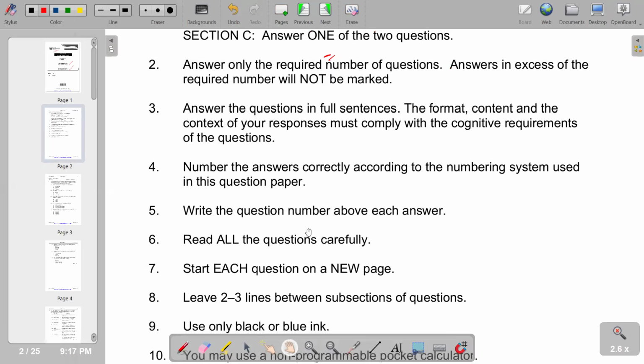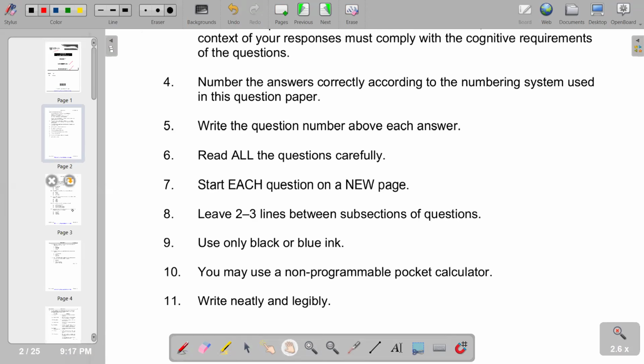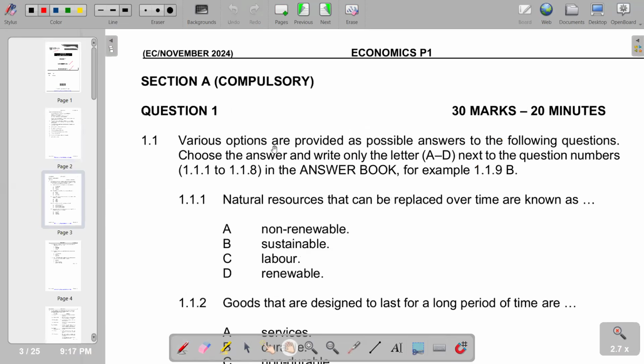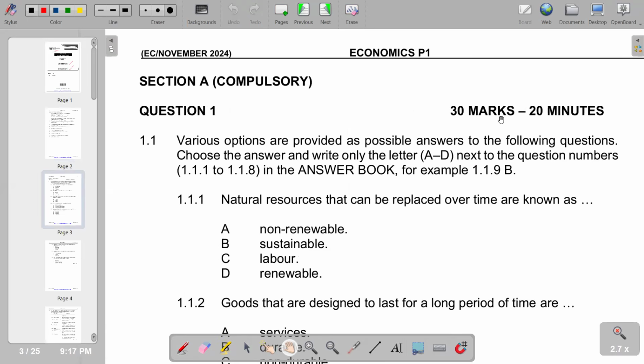So with that now, we can move on to the first part of our question, which is going to be our section A. Remember, our section A is compulsory. So our section A consists of 30 marks. And obviously, you have to spend on average 20 minutes on this section.